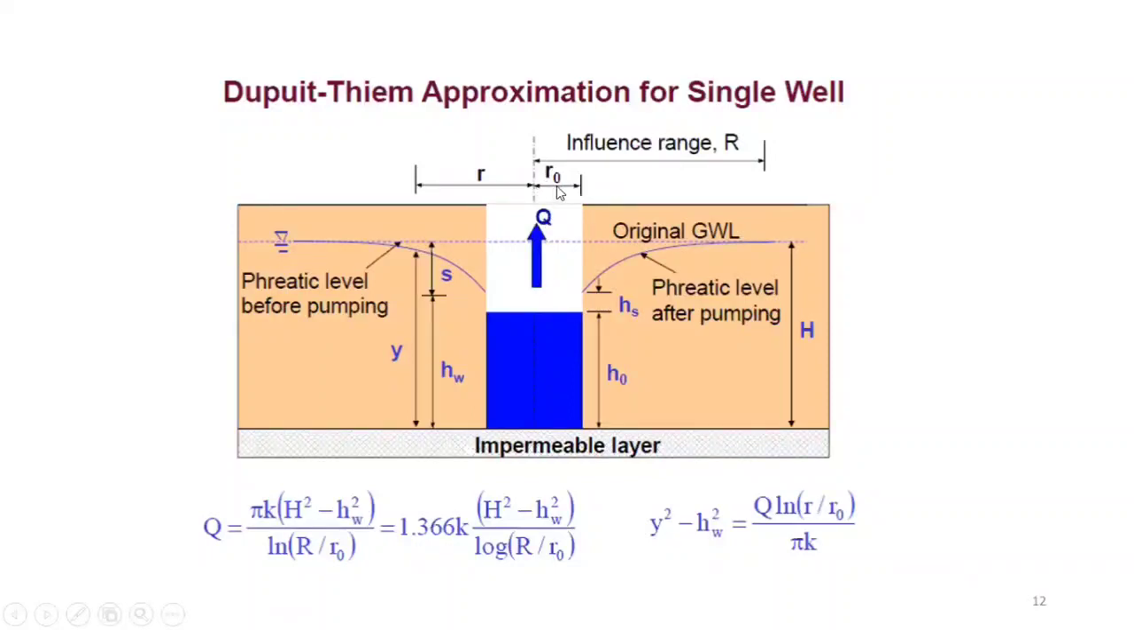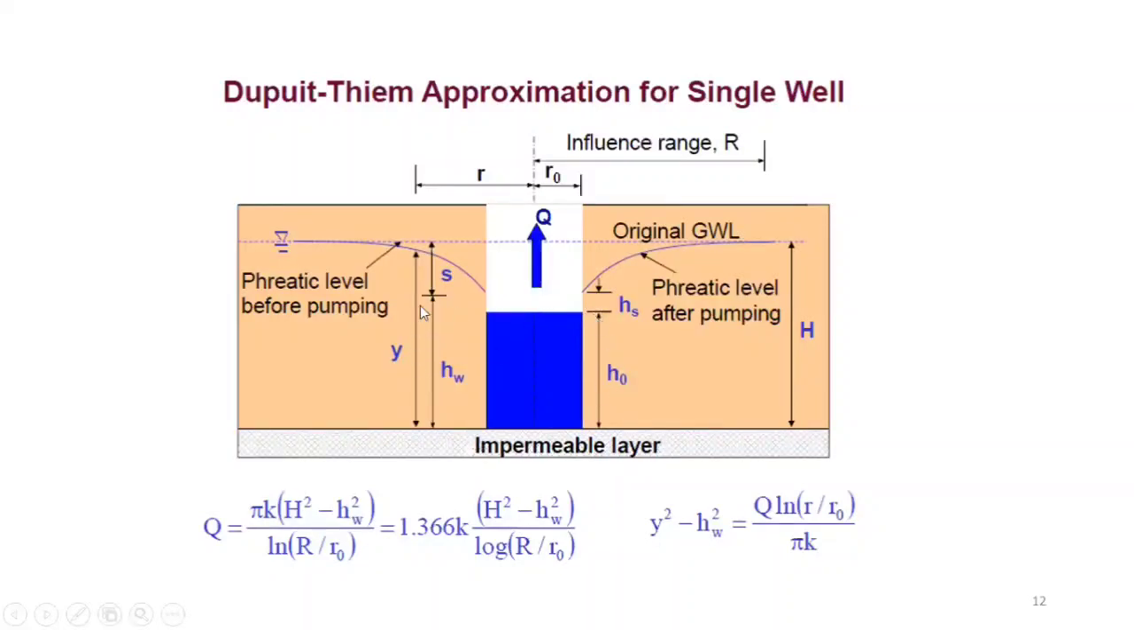R naught is the radius of the pumping well. If I come to this side of the figure, this R and Y are general terms. At any given distance R, you can get the height of the phreatic surface, the distance of the phreatic surface. If I ask you what's the maximum value of Y, it would be H. And the minimum value of Y, just before the start of the test, would be H naught.